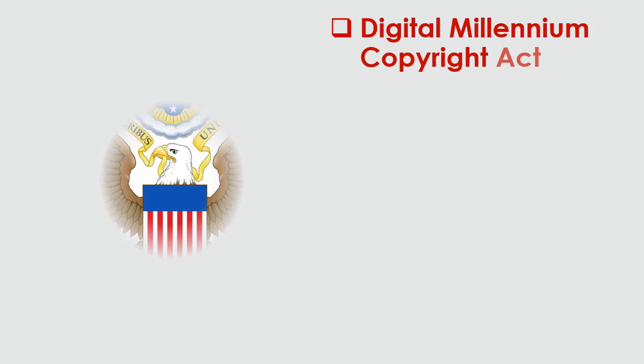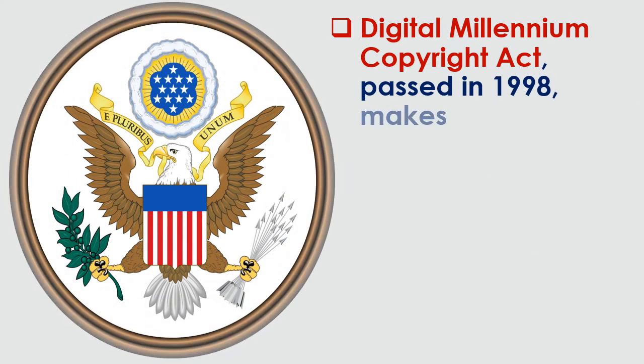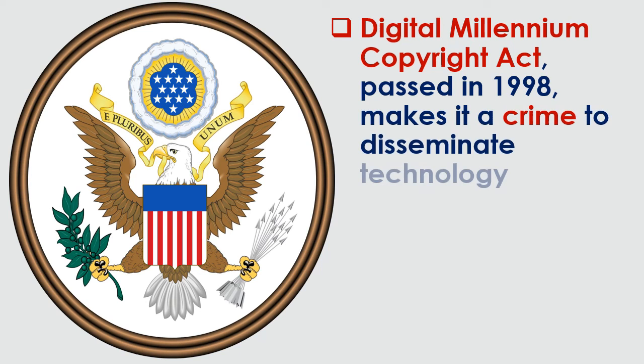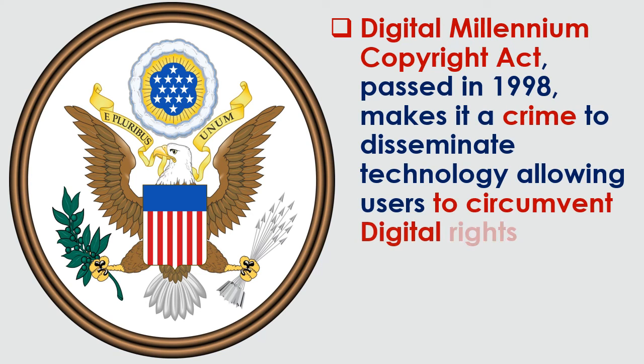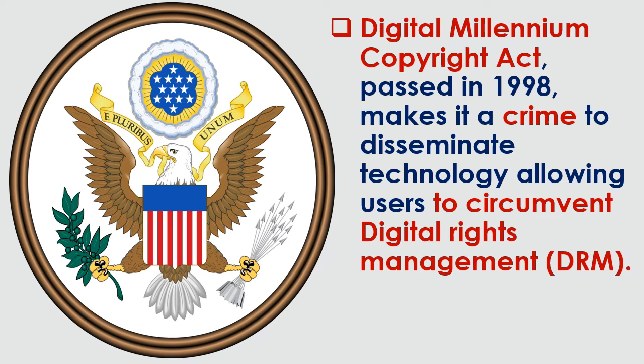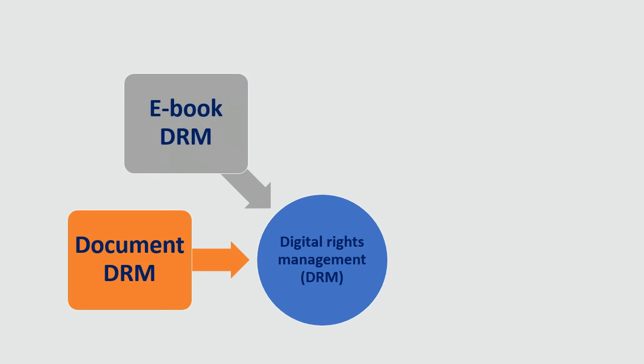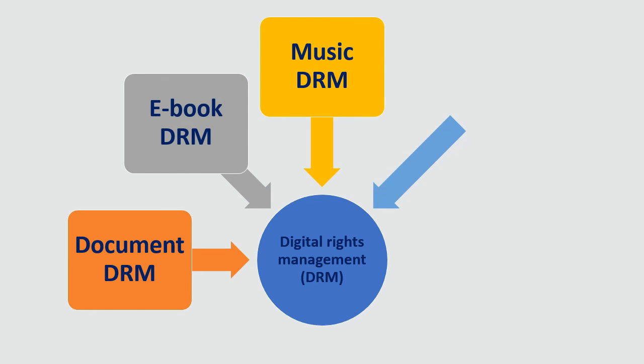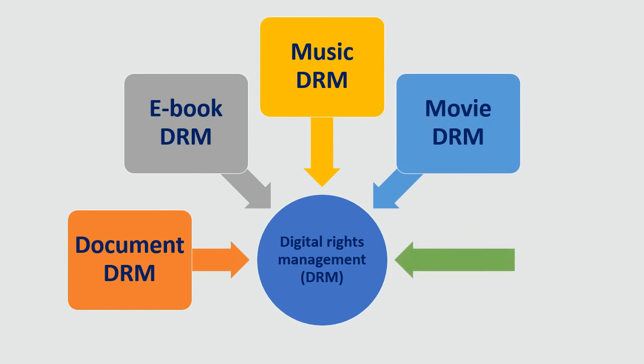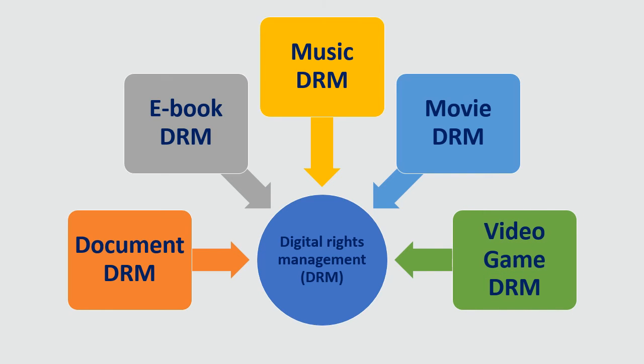The Digital Millennium Copyright Act, passed in 1998, makes it a crime to disseminate technology allowing users to circumvent digital rights management, DRM. Digital rights management, DRM, technologies are used for document DRM, ebook DRM, music DRM, movie DRM, and video game DRM.